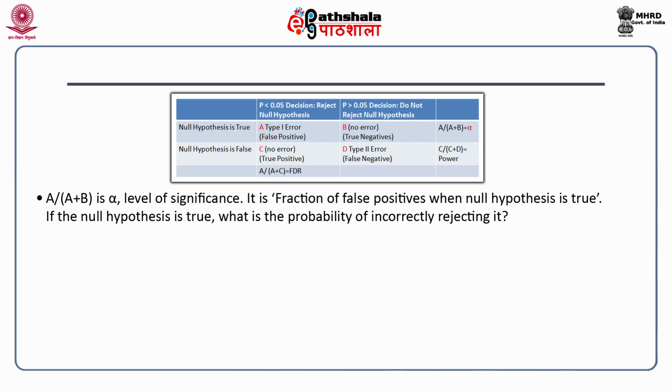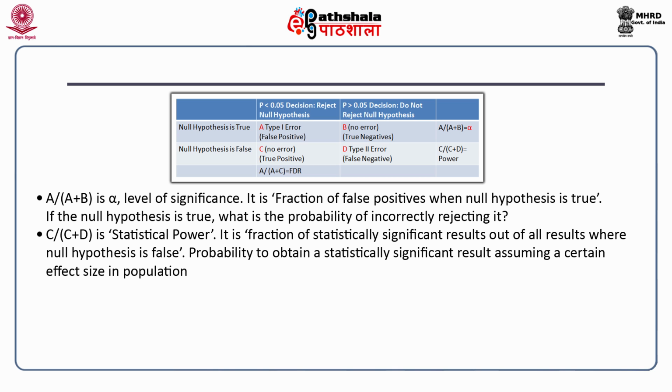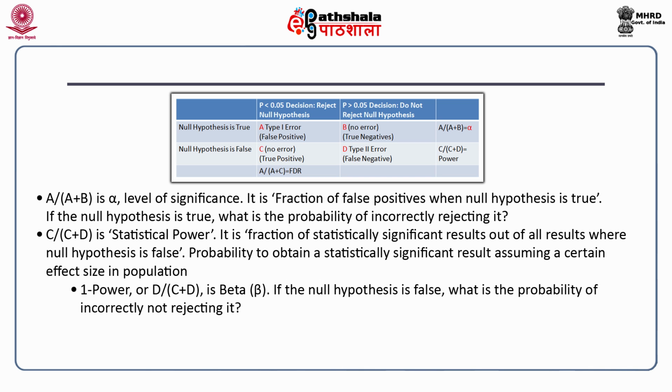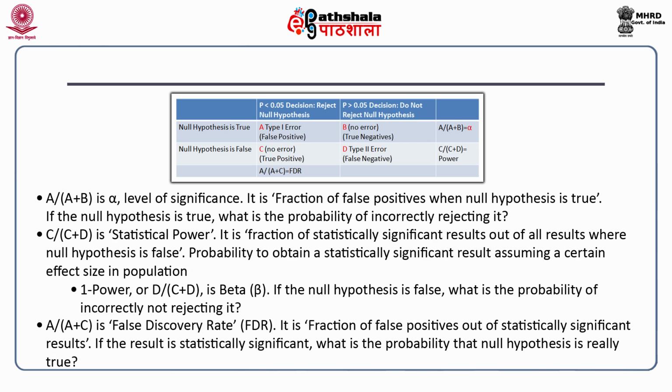Now it becomes clearer how the significance level is defined as a fraction of false positives when the null hypothesis is true. Second, C divided by C plus D is the statistical power. It is the fraction of statistically significant results out of the results where the null hypothesis is false. In other words, the probability of obtaining a statistically significant result assuming a certain effect size in the population. That is called the statistical power. Now A divided by A plus C is the false discovery rate, FDR. It is the fraction of false positives out of the statistically significant results. If the result is statistically significant, what is the probability that the null hypothesis is true?